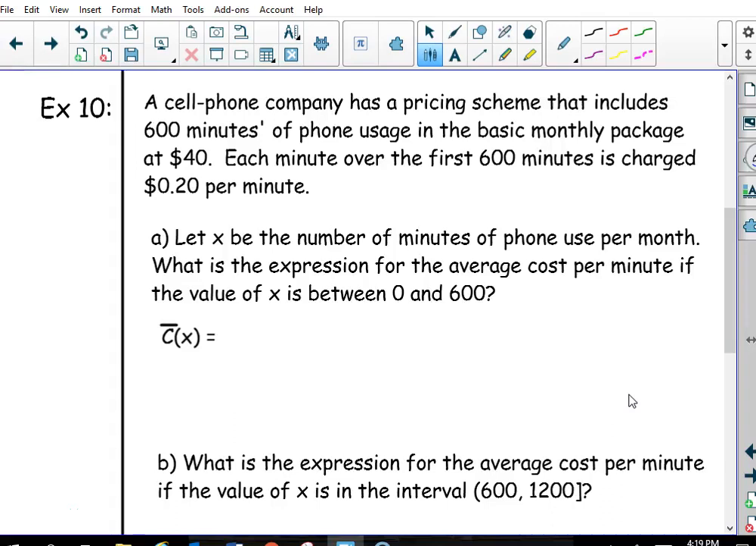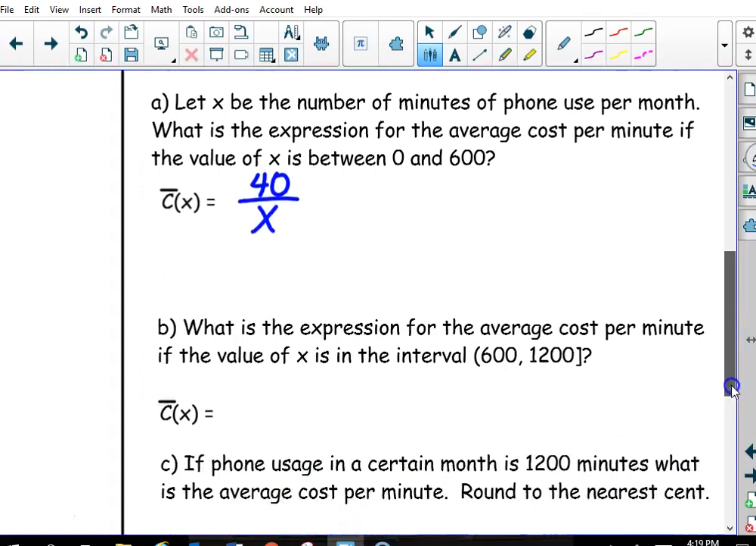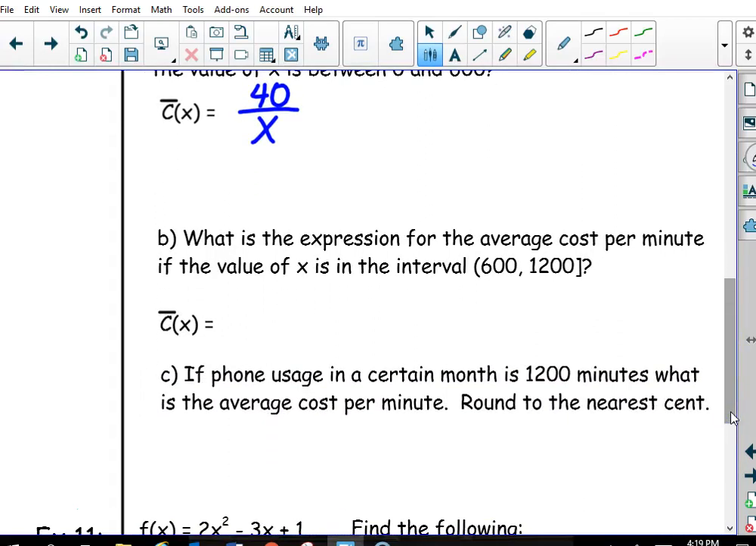It says let X be the number of minutes of phone use per month. What's the expression for the average cost per minute if the value of X is between 0 and 600? Well, you take $40 and you just divide it by the number of minutes. That gives you the average cost for whatever number of minutes you use. You use 200, you put in a 200. So obviously you want to get as close to 600 as possible to maintain value.